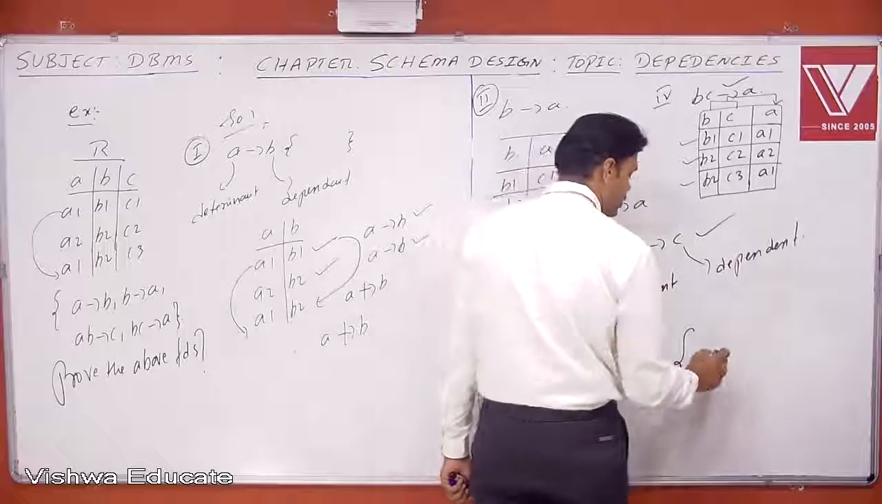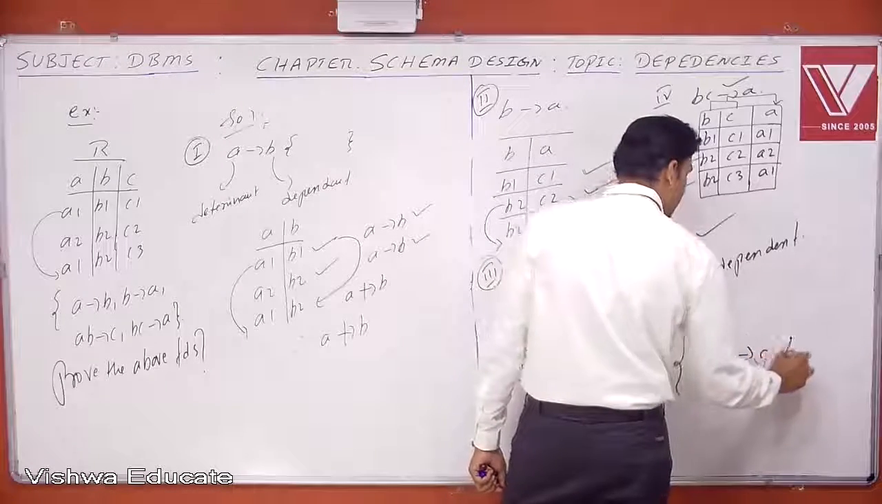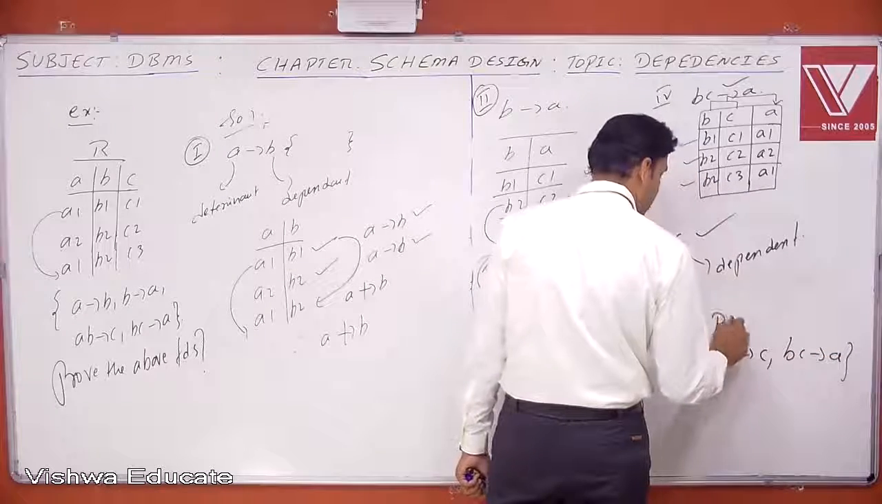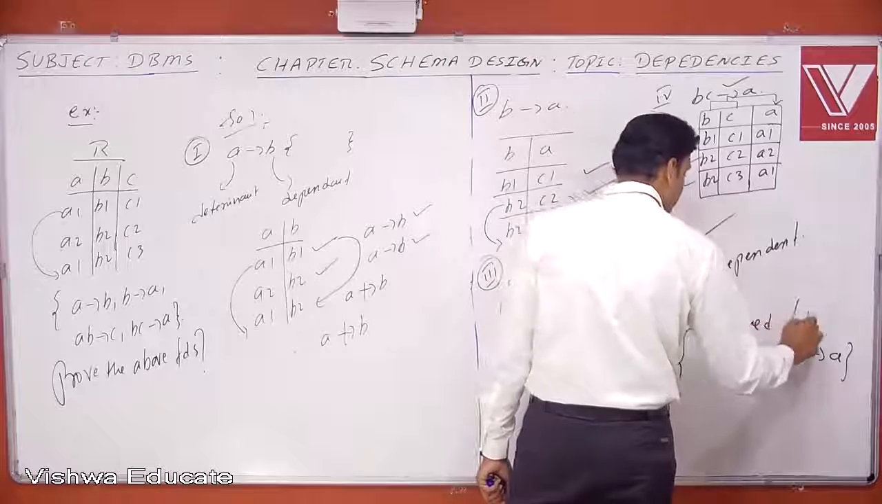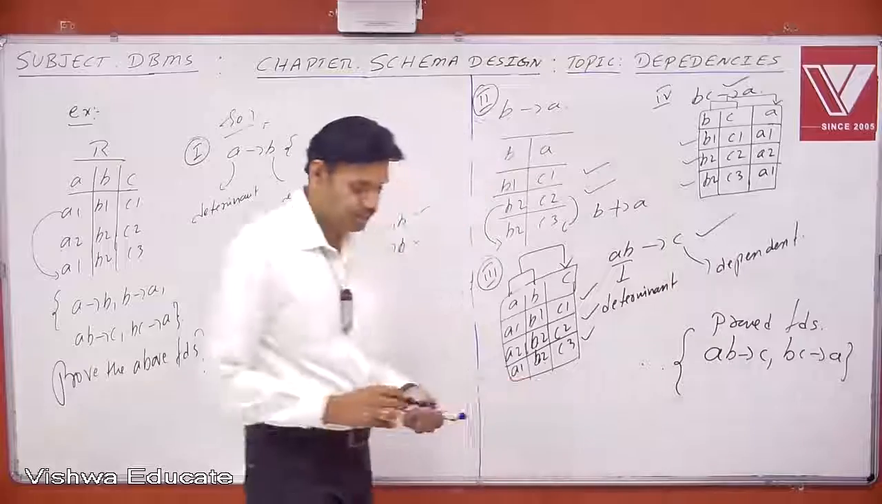Finally, what are proved? AB tends to C is proved, and BC tends to A is proved. So these are the proved FDs. Right? Copy this.